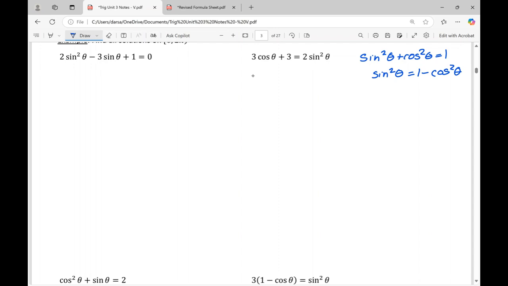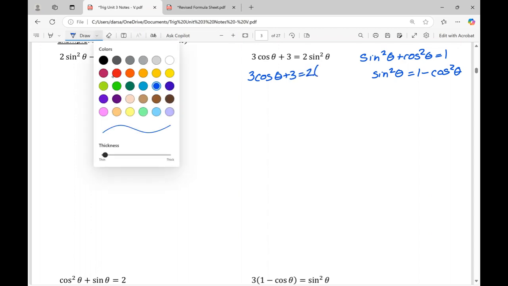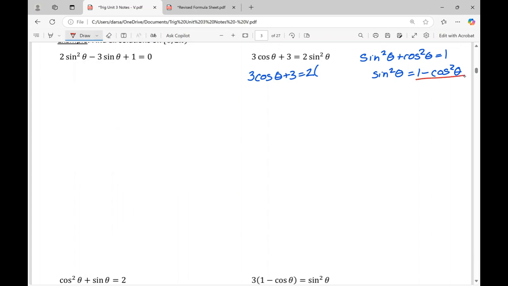What will that give us? That will give us 3 cosine theta plus 3 is equal to 2, and in its place we will substitute what we got over here: 1 minus cosine squared theta. Now that we've done this bit of substitution, we can see that we are down to just the trig function cosine.